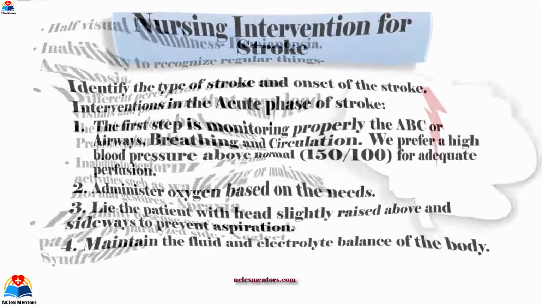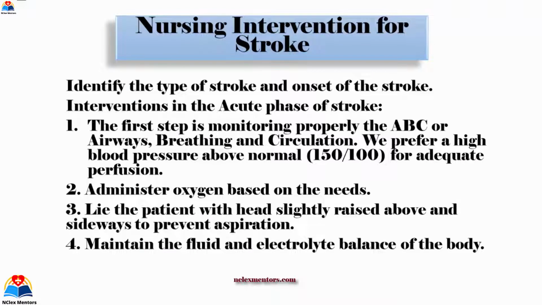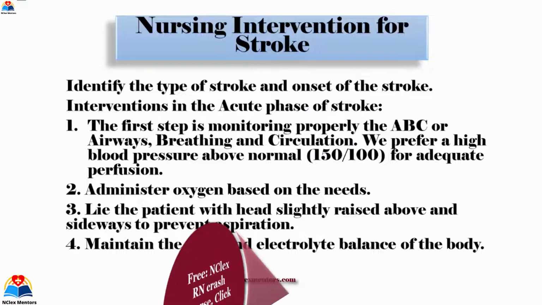As nursing intervention, the important point is to identify the type of stroke and onset of the stroke. The detailed part affected can be found out by using a CT scan. Interventions in the acute stroke. The first step is monitoring properly the ABC: airway, breathing and circulation.